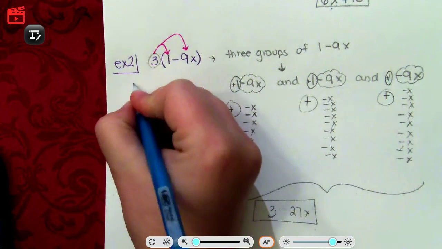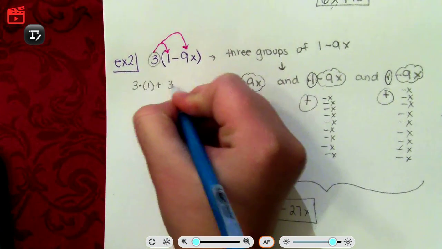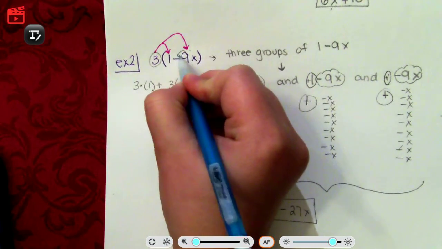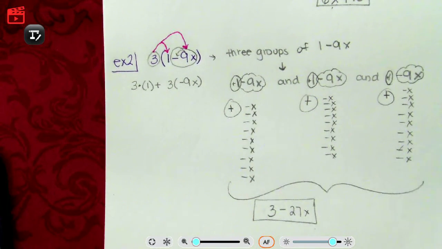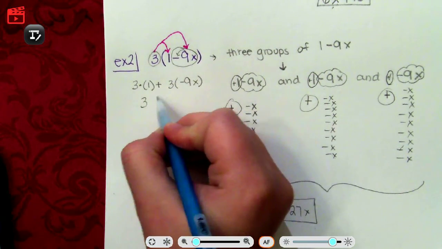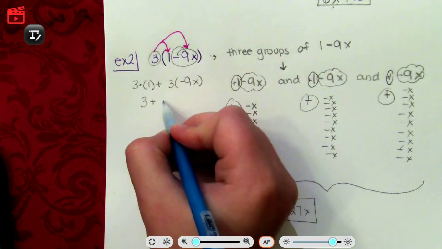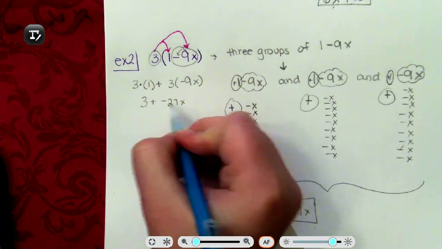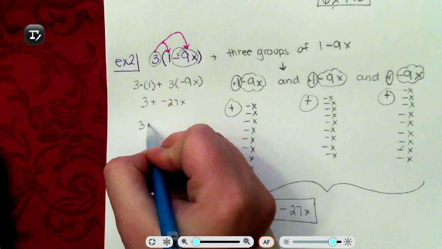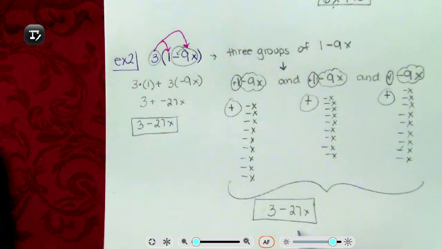All right, so 3 times 1 and 3 times negative 9x. Again, you always take the sign that's in front. Always, always, always. Okay, so 3 times 1 is 3. 3 times negative 9 is negative 27x. Now, again, mathematicians are lazy, so when you have an and a negative, you're usually going to see it as 3 negative 27x, or 3 minus 27x, and it matches.